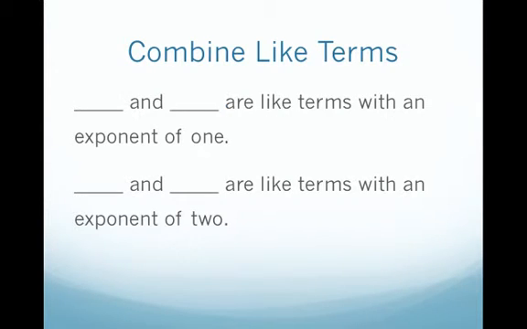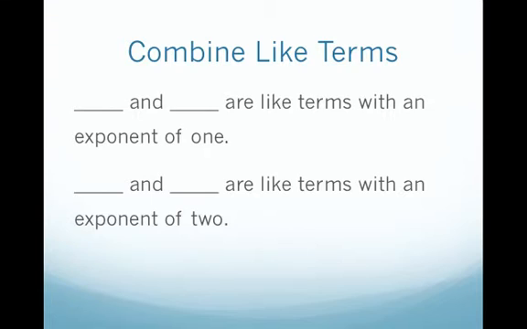Combining like terms. Blank and blank are like terms with an exponent of 1. So in these first two blanks, you're going to put a constant with a variable, but the variable has to be the same, and the exponent can only be 1. For example, x, y, z. All right, those all have an exponent of 1.